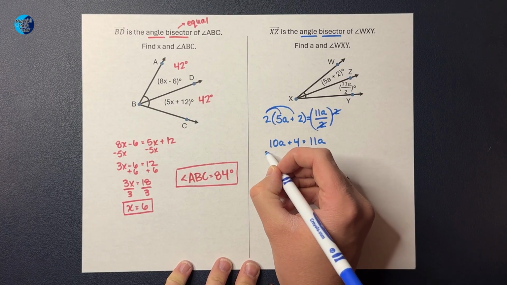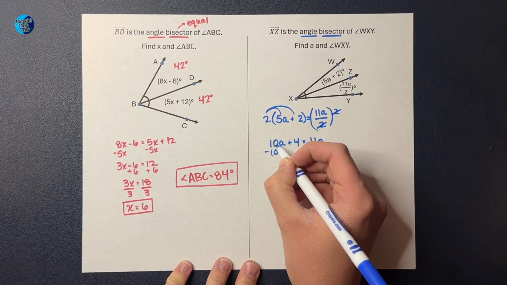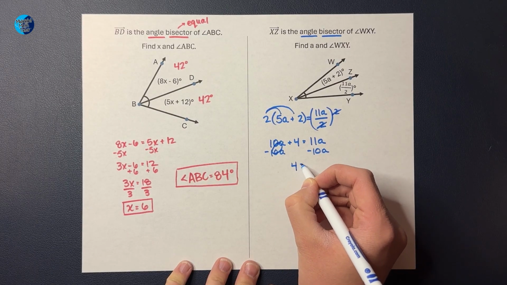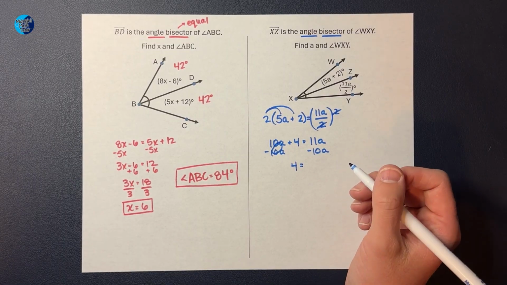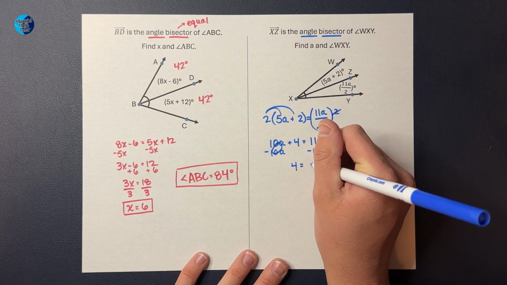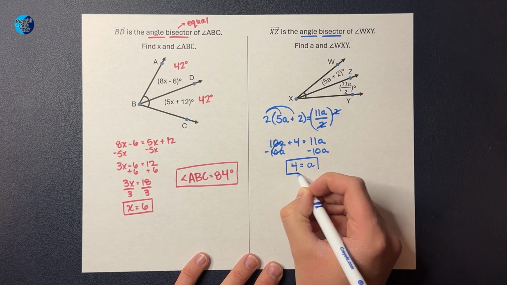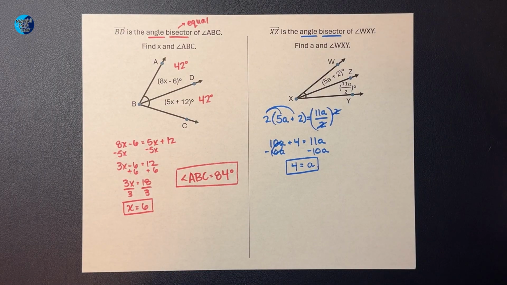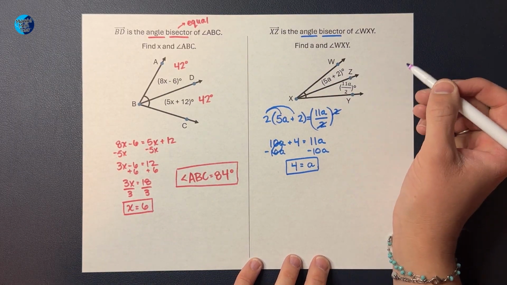I want to get my A's together, so I'm going to subtract 10A on both sides. So I end up with 4 equals, well, 11 minus 10 is 1. So I'm left with 1A, or we usually just write that as A, right? All right, we found A. Yay! Now we need to find the measure of angle WXY. So I'm just going to go ahead and plug in 4 for A.